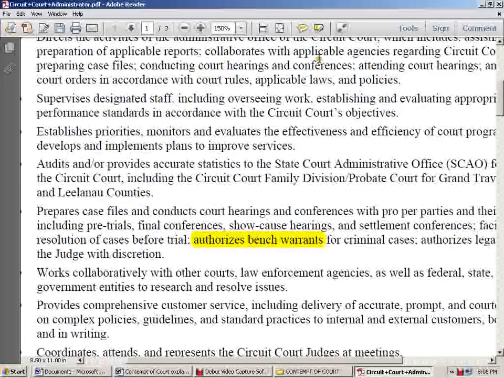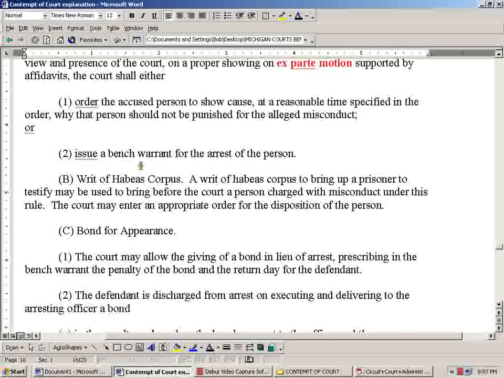Authorize bench warrants. Right? So, who are you taking this to? You're going to take it to the court administrator because they can authorize bench warrants. And that's what they're going to do, issue a bench warrant.